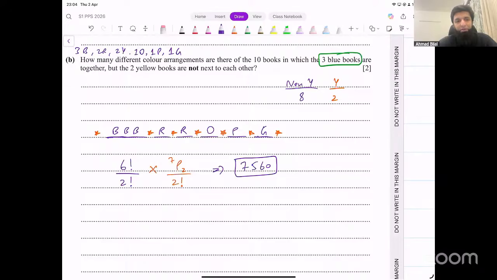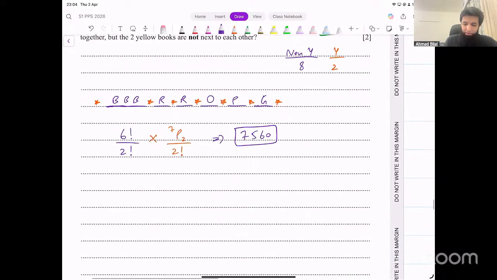Okay. No issues with this? Do we move on? Why are we dividing 6 factorial by 2 factorial? Because of these 2 R's. There are 2 dashes that have R's on them, right? So this 2 factorial is because of those 2 R's. Okay.